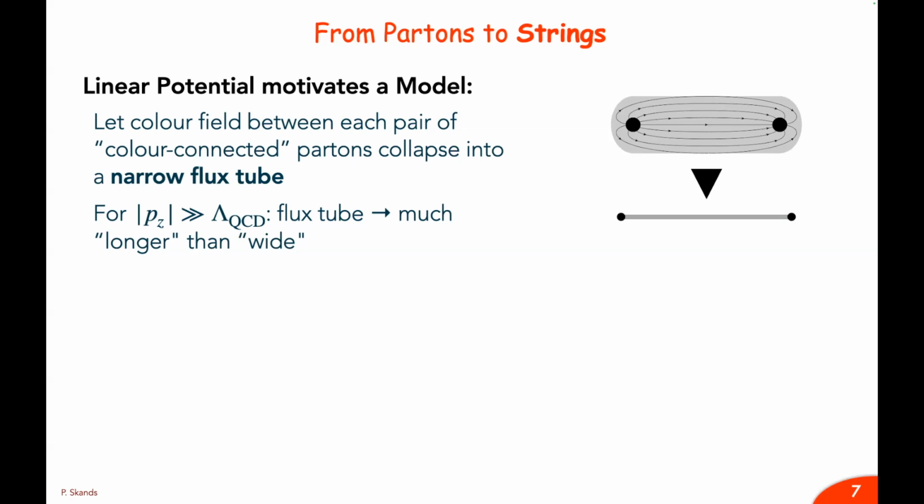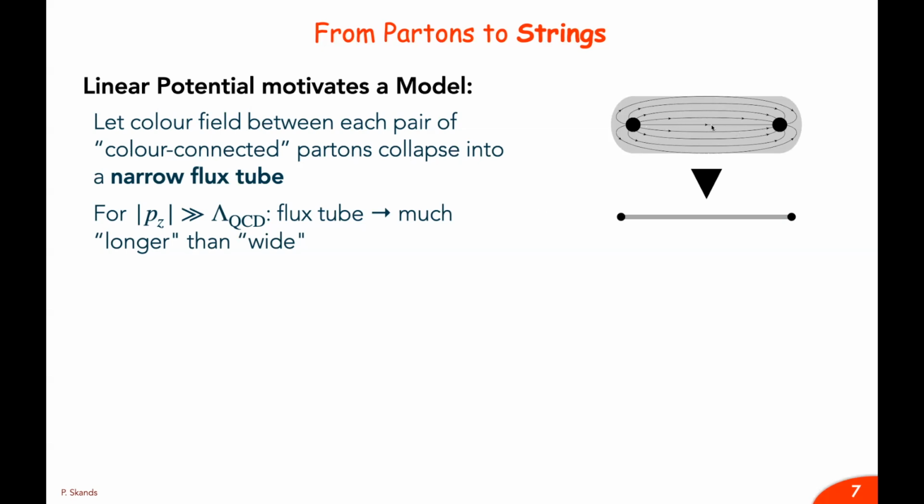So this motivates then a model, right? So we go from the lattice. There's a few other things that we know about non-perturbative QCD that we really know. And now we go into model building land. We say, okay, I know the potential. I'm going to build a model based on this observation. So I'm now losing my direct connection to the Lagrangian of QCD, and I'm building a phenomenological model on what I know. So we let the color field between each pair of color-connected charges collapse into a narrow flux tube.